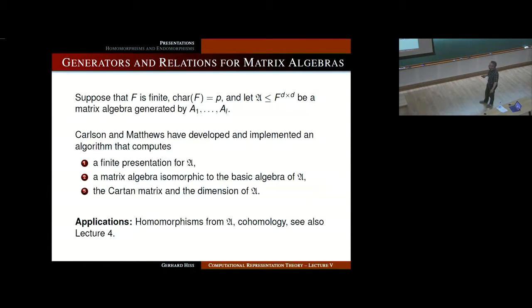Of course, cohomology computation, I have already told you, can be done with a basic algebra, which usually has a much smaller dimension. And to be able to compute the dimension of such an algebra was also important in one of our condensation applications, because when we condensed projective modules, we knew the dimension of the condensation algebra beforehand. Then we compute a subalgebra of this, and if the dimensions match, we are sure that we have the right algebra.